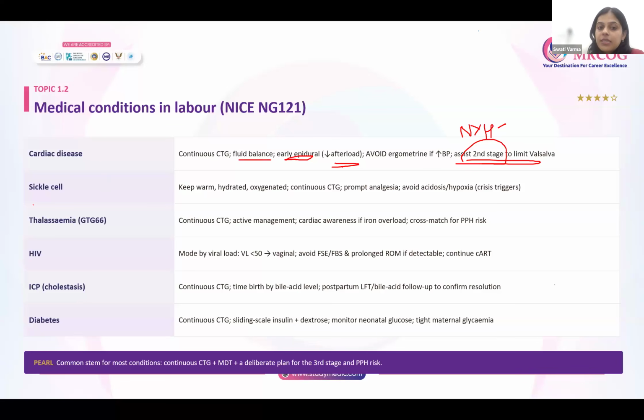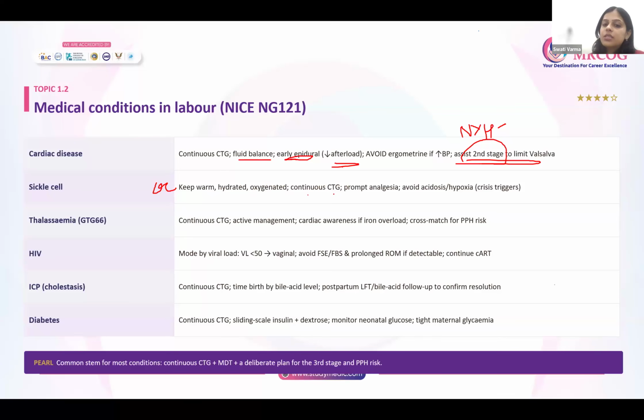Then comes sickle cell disease. In sickle cell disease, the most scary thing we have to be vigilant about is crisis. So to avoid any crisis, keep her warm, keep her hydrated, and keep her well oxygenated. The three things we have to take care of are temperature, hydration, and oxygenation to avoid any crisis.